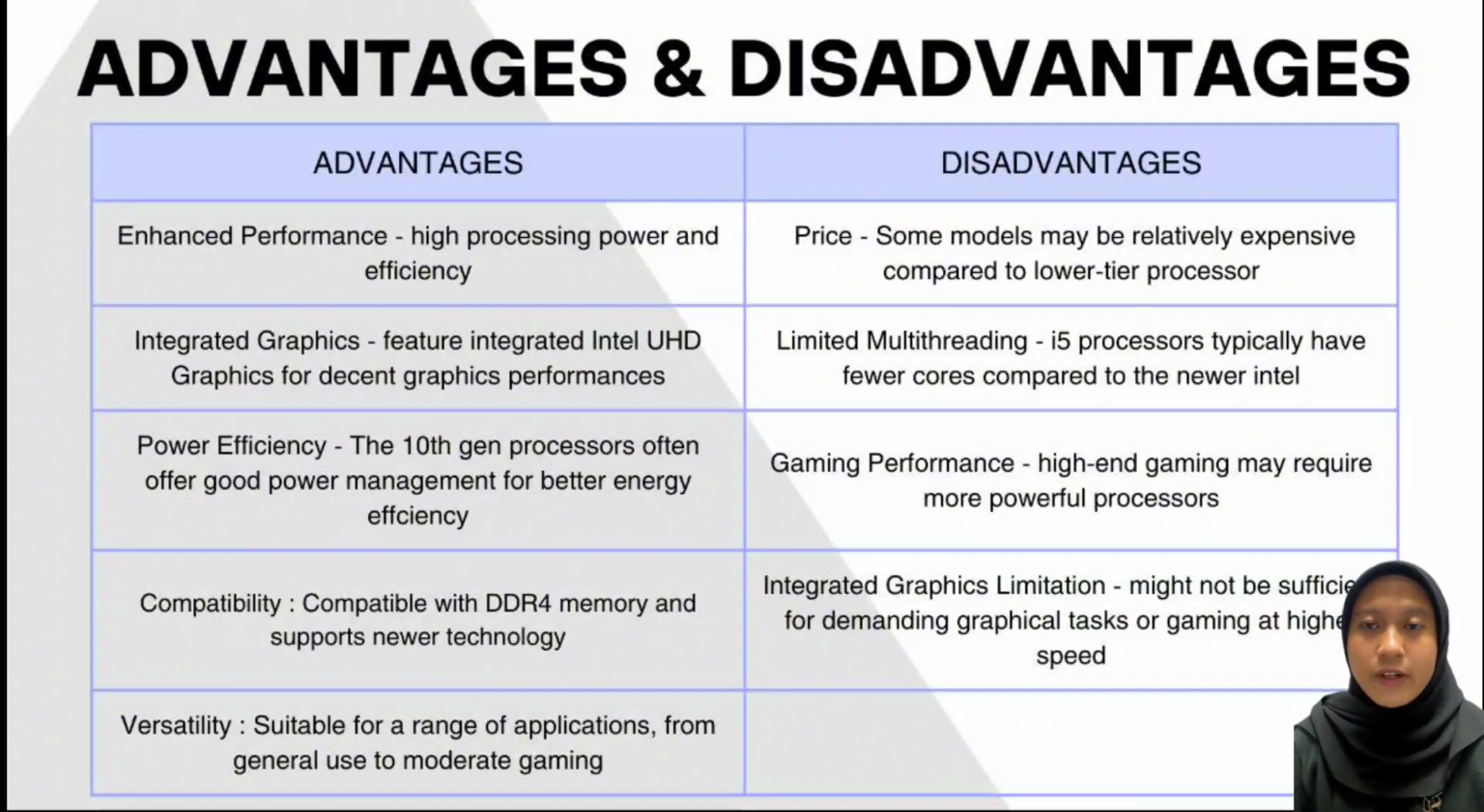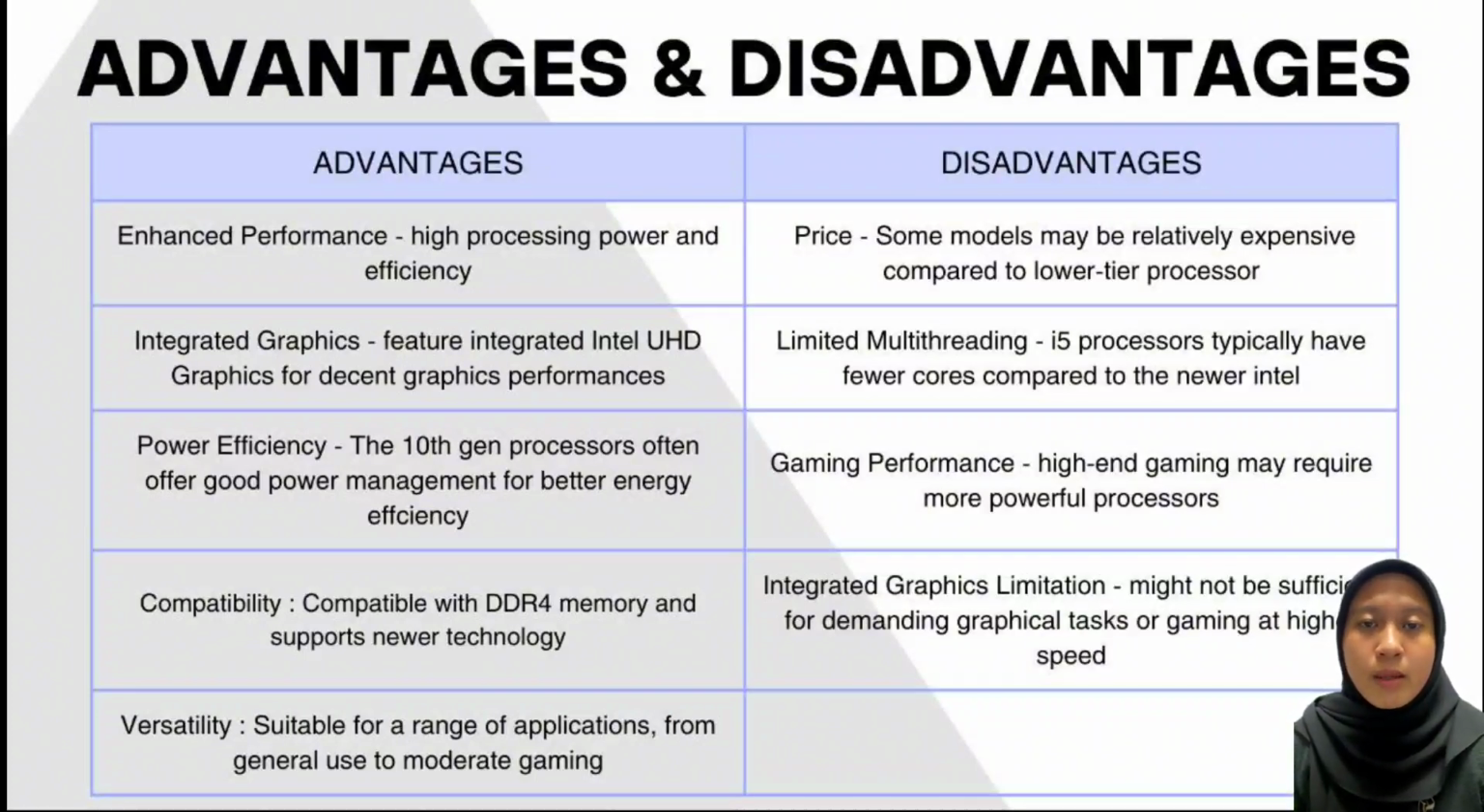The first disadvantage is price. Some models may be relatively expensive compared to the lower tier processors, maybe because of high demand in this industry. The second one is limited multi-threading. i5 processors typically have fewer cores compared to the newer Intel processors, which will affect multitasking capabilities like streaming and gaming. The third one is gaming performance.